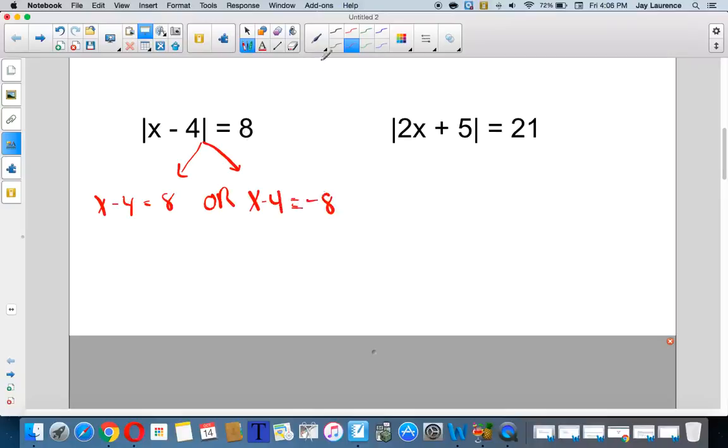So I'm going to solve these two equations. And this way I'll get both answers. Like that last problem, absolute value of x equals 2. There were two answers, right? So I'm going to add 4 to both sides. And I'll get x equals 12. And then here I'll add 4 to both sides. And I will get x equals negative 4. I need them joined by an OR. The OR has to be joining them.